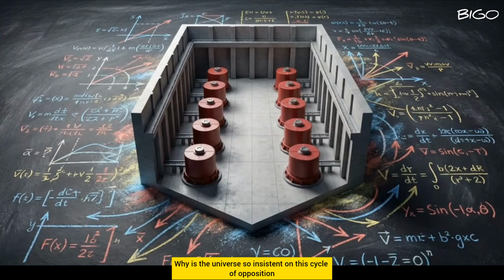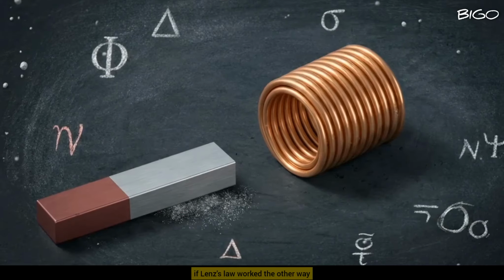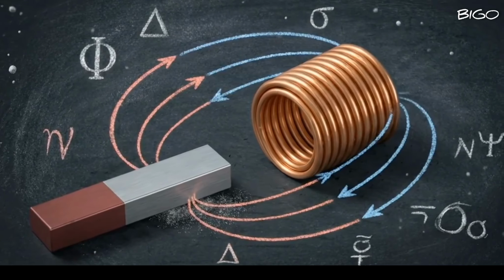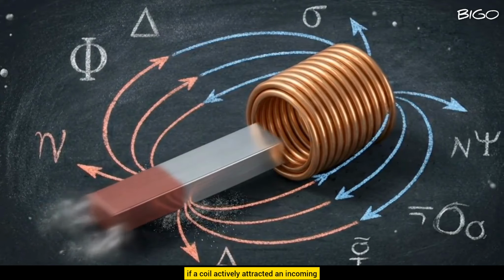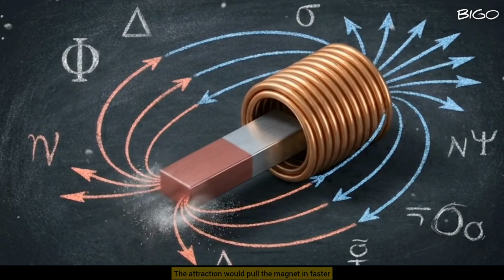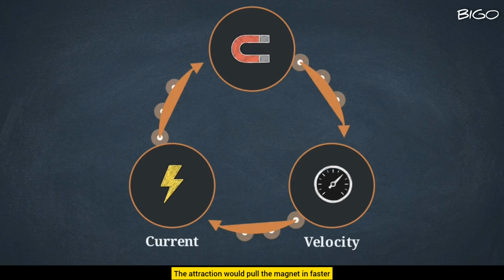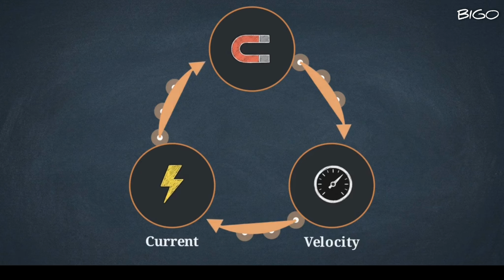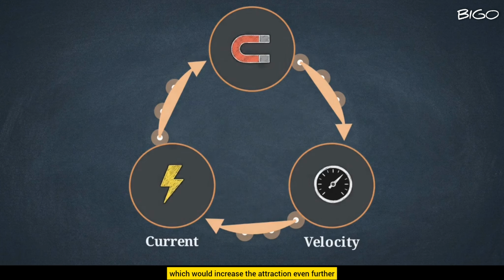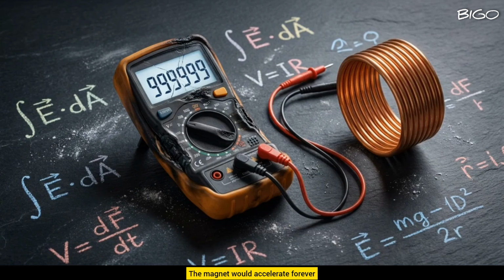Why is the universe so insistent on this cycle of opposition? Consider what would happen if Lenz's law worked the other way, if a coil actively attracted an incoming magnet instead of repelling it. The attraction would pull the magnet in faster, which would create more current, which would increase the attraction even further. The magnet would accelerate forever, creating energy out of nothing.